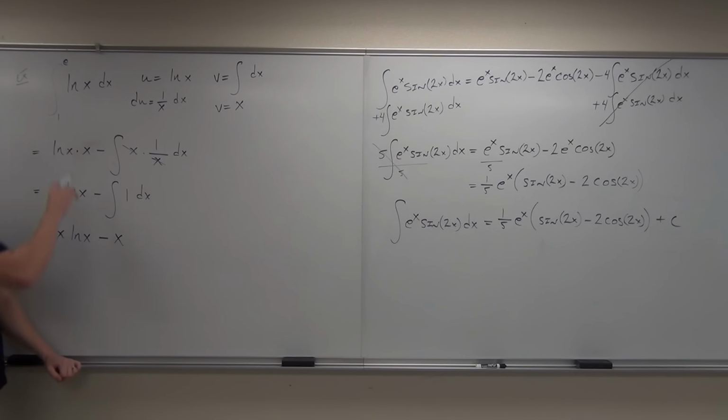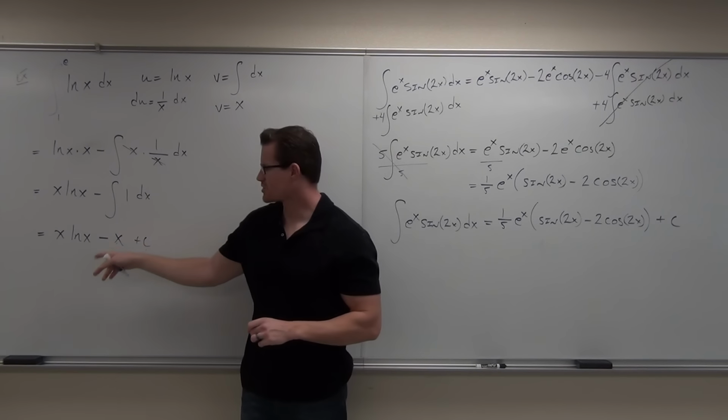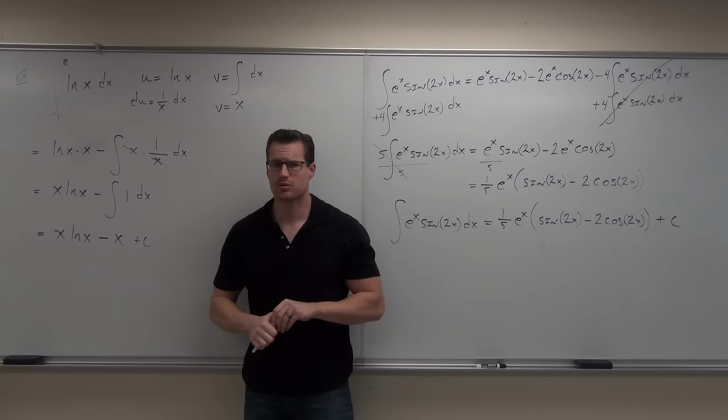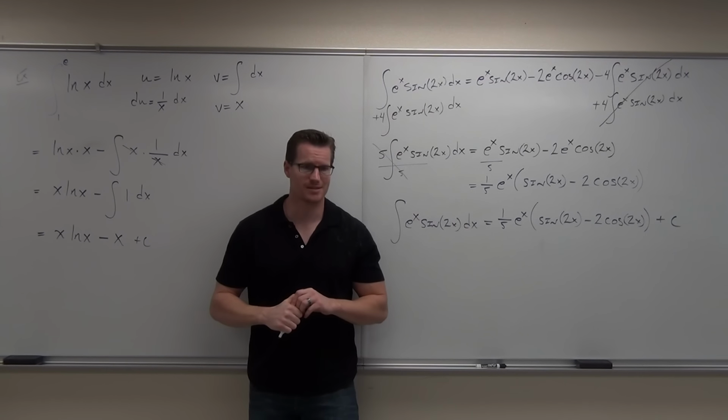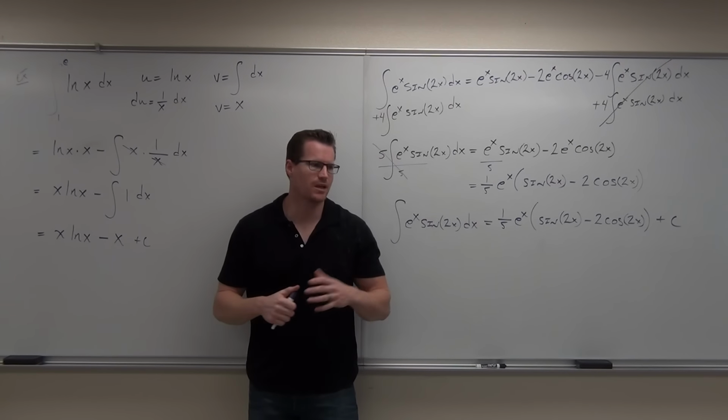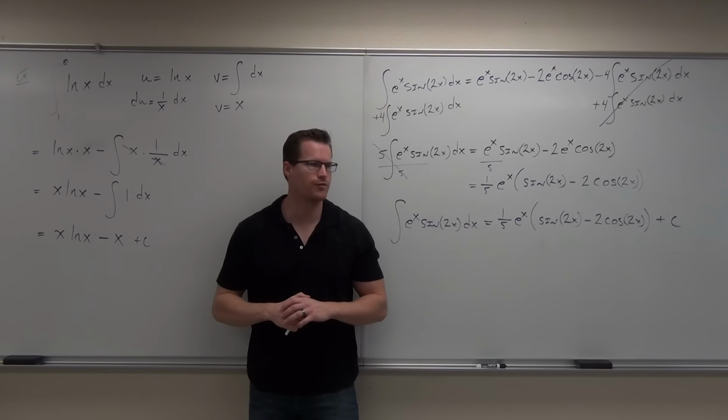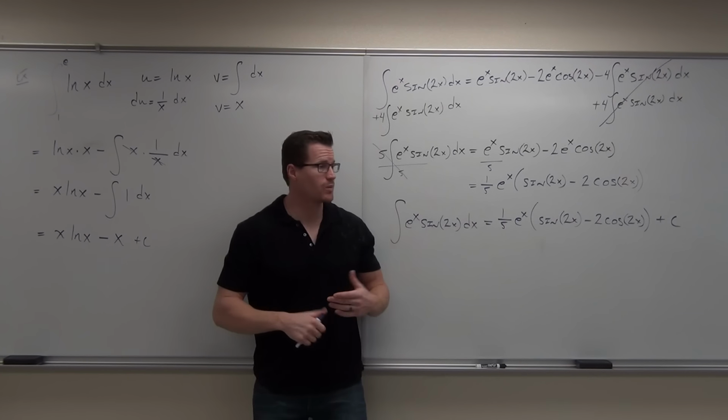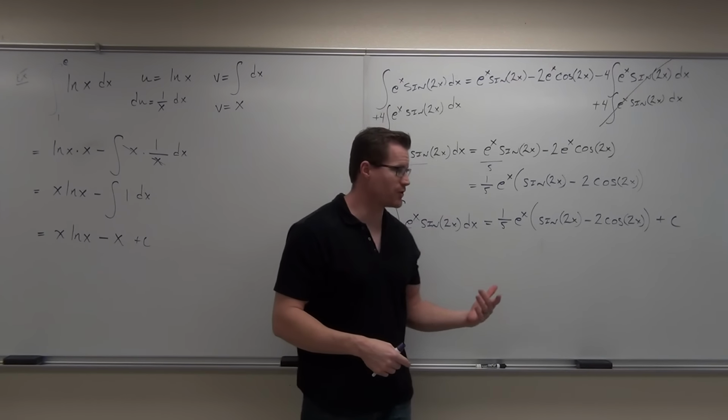Now, if I didn't have my 1 to e, you put a plus c. That's actually the integral of ln x. The integral of ln x is x ln x minus x, or x times (ln x minus 1), if you wanted to factor that. That is the integral. We actually just did it. It's really easy if you do integration by parts.